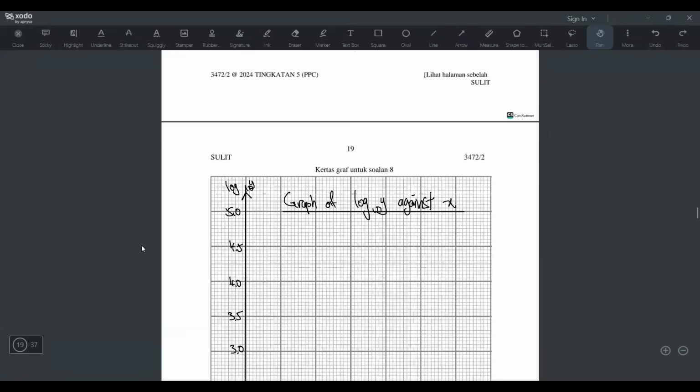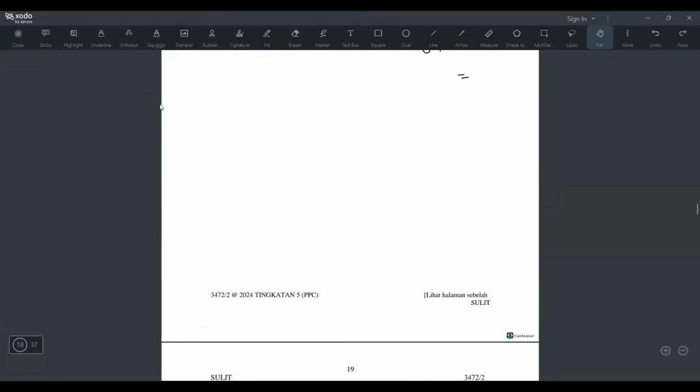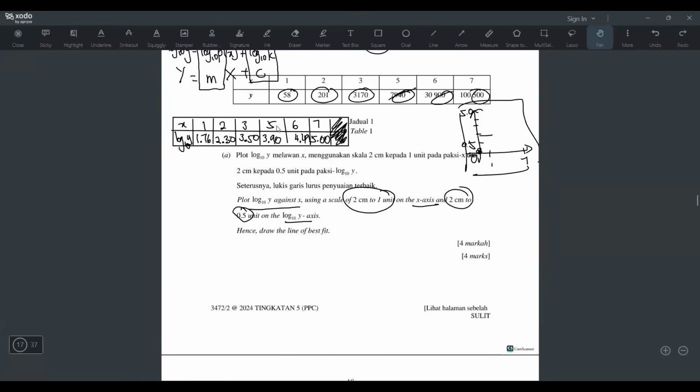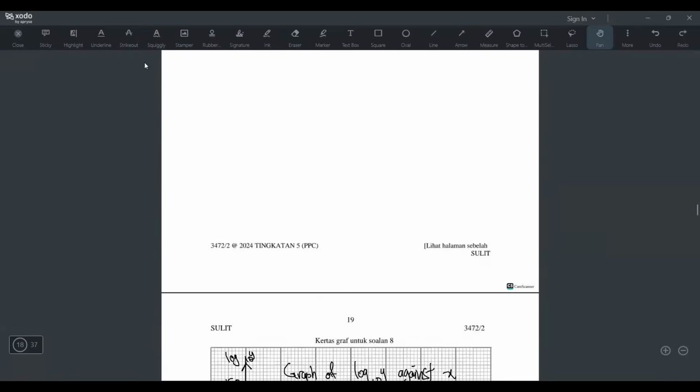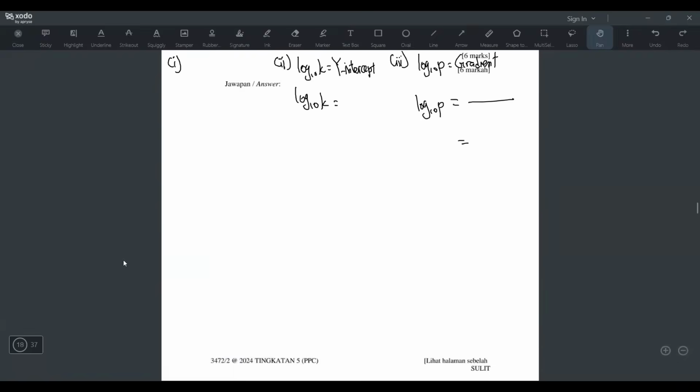3.5. Let's go. 3 is down here. 3.5 is exactly here. So this one is okay. Done. Next one, 5, 3.9. No problem. So it's not 4, it's 5. 3.9 is 4.0 down 2 boxes. Yep, like this. Next one.